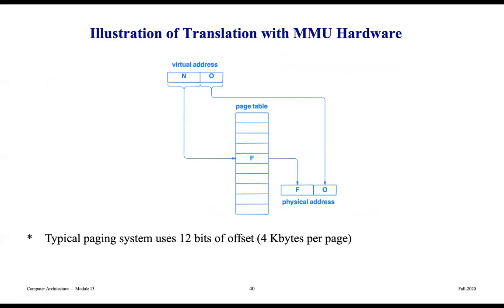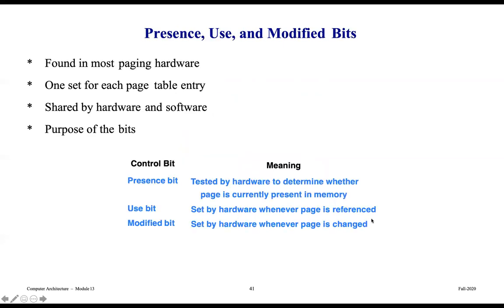So why don't we consider an illustration of translation with the MMU hardware. Here the typical paging system uses 12 bits of offset, 4 kilobytes per page. And so we have the virtual address, and we talked about the N and the O parts of that. The N points us to where we want to go in the page table, and that gives us a physical memory address for the base, and then we have an offset, and that's the last couple of bits. And so that's how we can get the specific address.